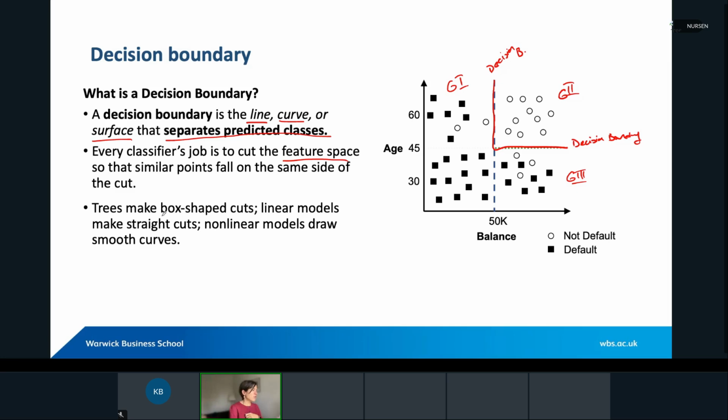Decision trees have these box-shaped cuts like this one. We have boxes in here as you see. So this is another one. And this is group 1, group 2, and group 3. Linear models, on the other hand, today we are going to discuss generalized linear models. They use a straight line.